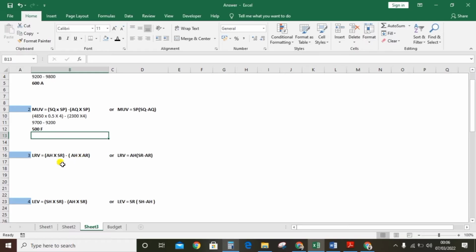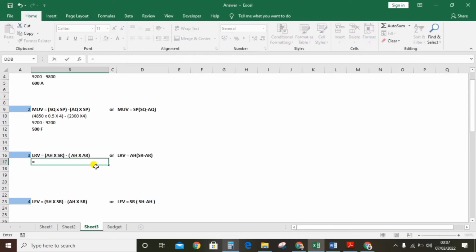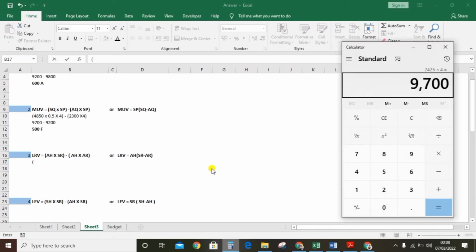Okay. Then third variance, labor rate variance. In here AH, actual hours. Actual hours meaning actual hours used for actual production. SR. SR meaning standard rate per hour. Minus AH into AR. AR meaning actual hours rate. So as per the question paper, we can calculate AH, actual hours.